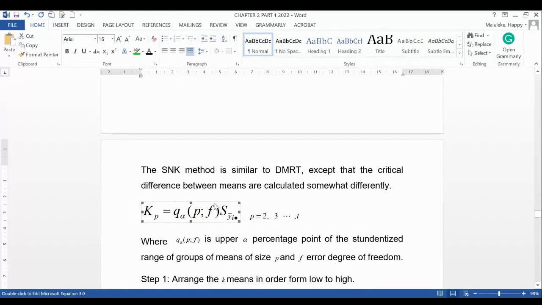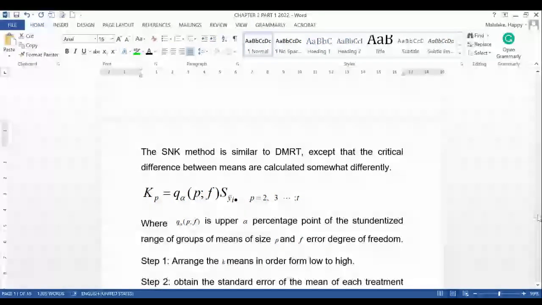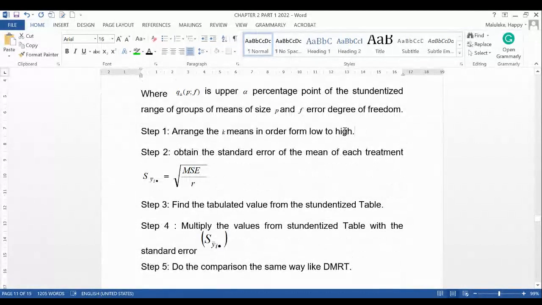The ranges. But now the formula that we're going to use is Q alpha. When you're dealing with Duncan, you're using R alpha. Now it is Q alpha, and even for the ranges, instead of R_p, you are using K. That is the only difference. Just the notation, and the table that you'll be using.